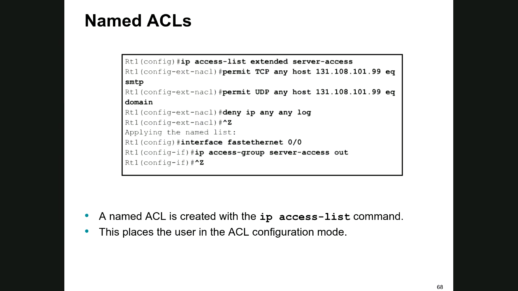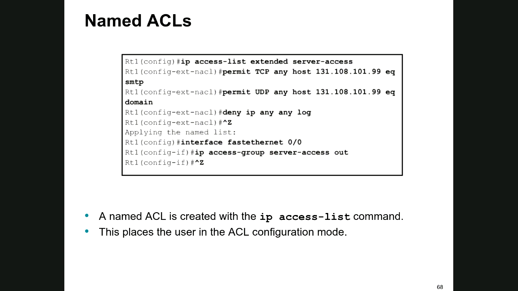I'm going to type the name from the global configuration mode, ip access-list. And then since I'm not using numbers 1 to 99, or in this case 100 to 199 for an extended list, I have to tell it standard or extended. In this case, he put the word extended. And he gave the name server access. Oh, this makes sense. This is controlling access to the server. And then the prompt changes to configure extended named access control list.